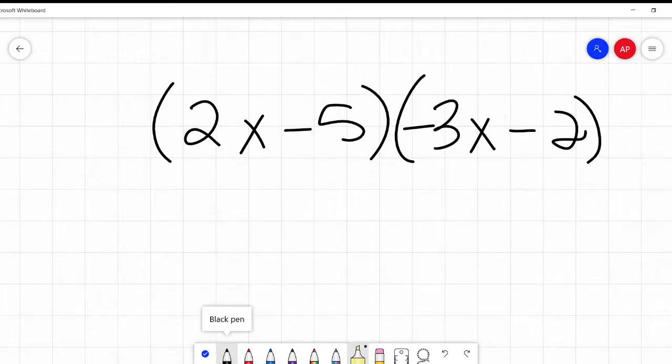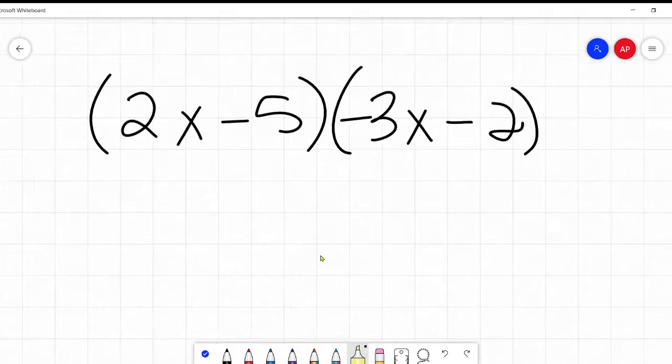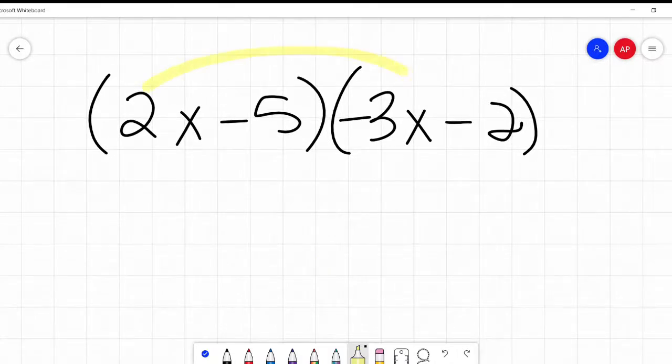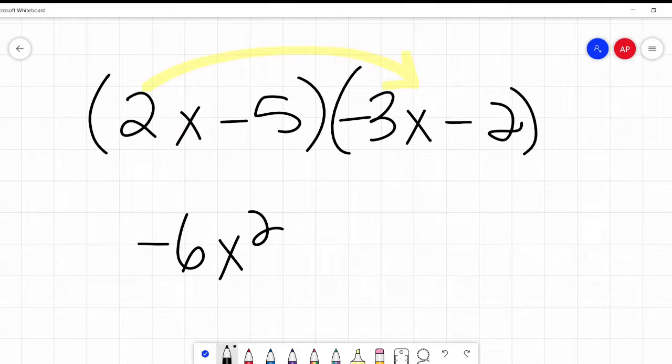Okay, add some negatives and some coefficients. Nothing has changed. We're still going to do the same process. So I'm going to take this first one and multiply it there. 2x times negative 3x is negative 6x squared. Remember, I multiplied the two numbers, 2 times negative 3, and then I multiply the variables, x times x, negative 6x squared. Okay? Then 2x times negative 2, that's negative 4x.